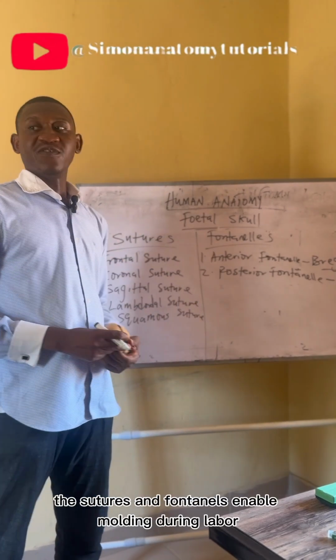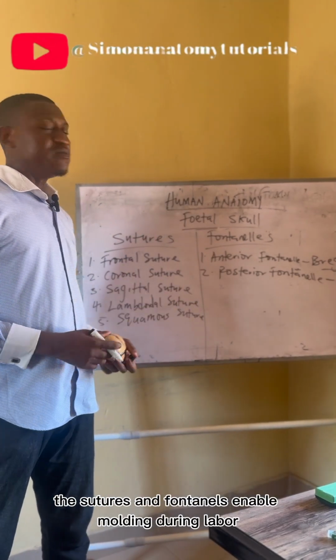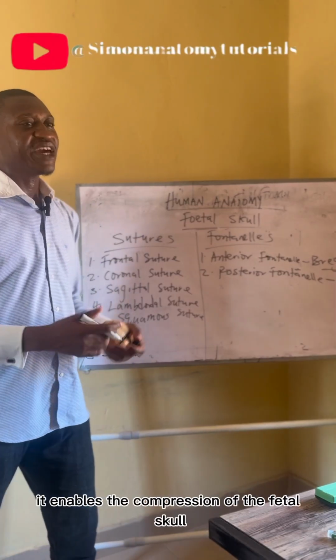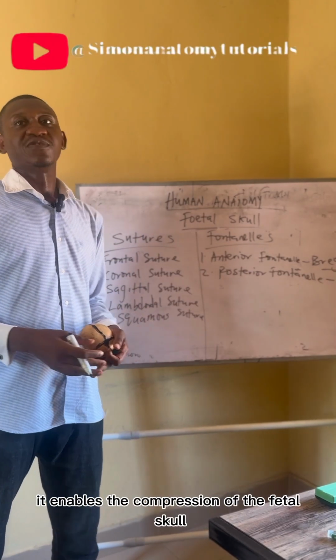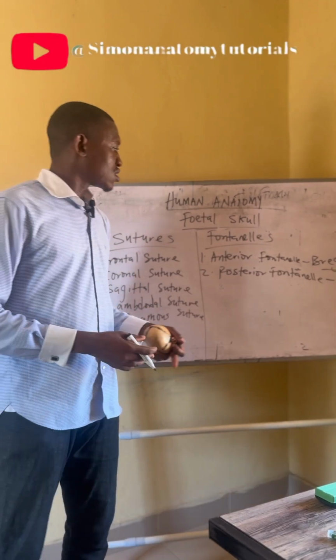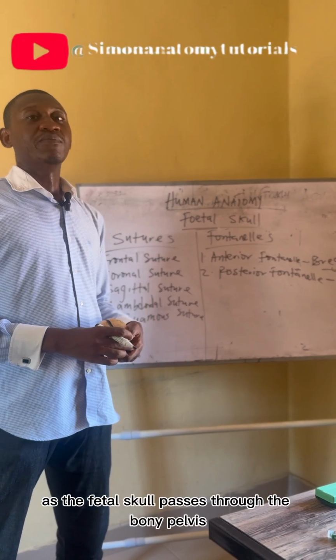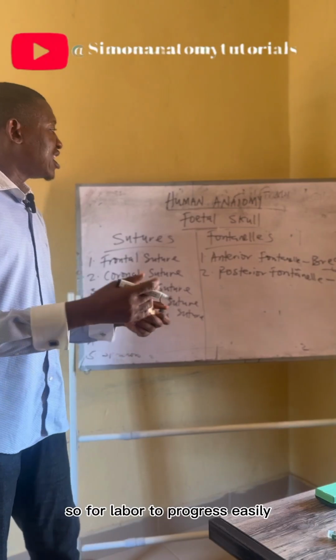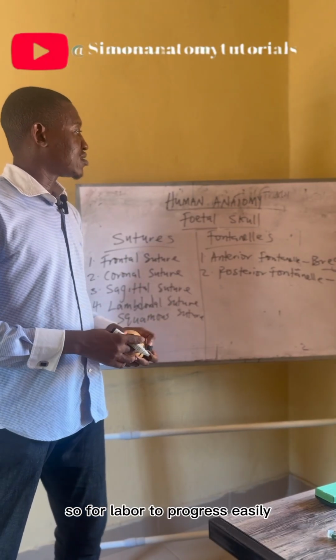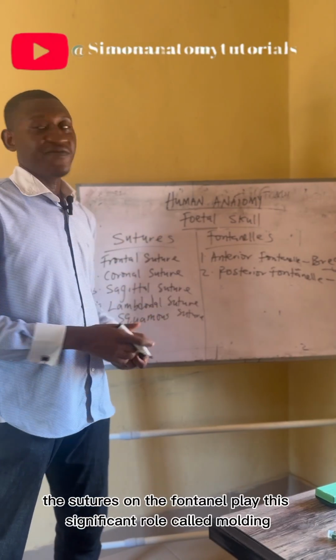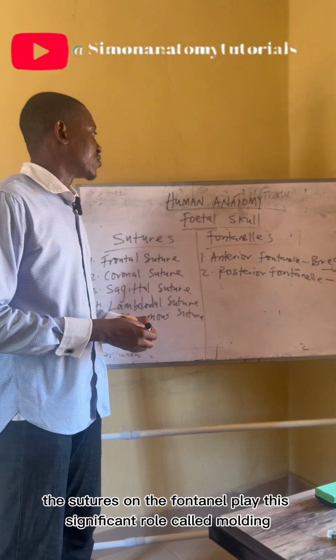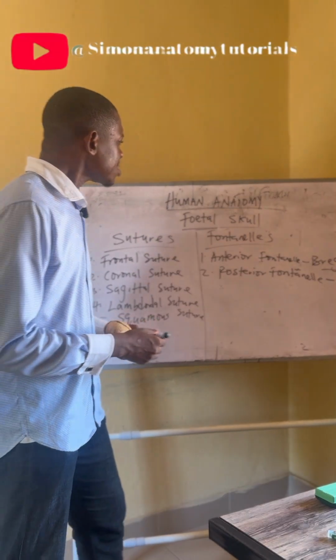The sutures and fontanelles enable molding during labor. It enables the compression of the fetal skull as the fetal skull passes through the bony pelvis. So for labor to progress easily, the sutures and the fontanelle play this significant role called molding.